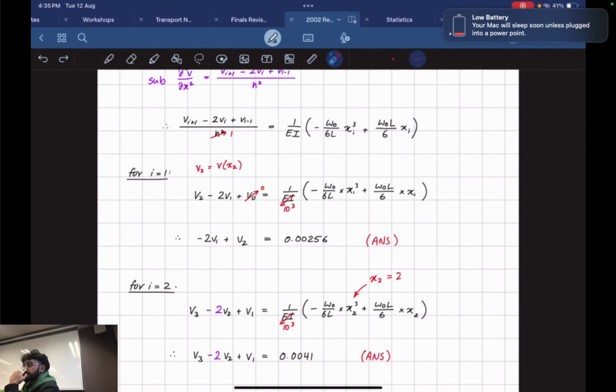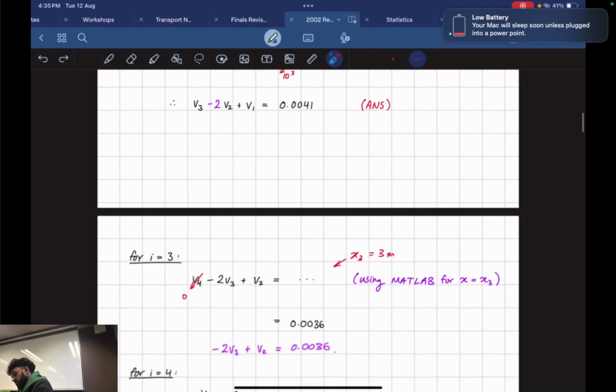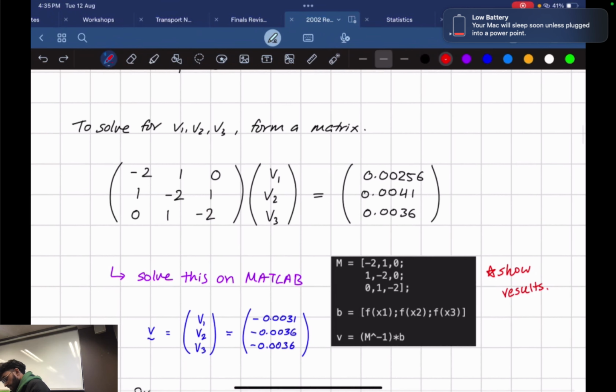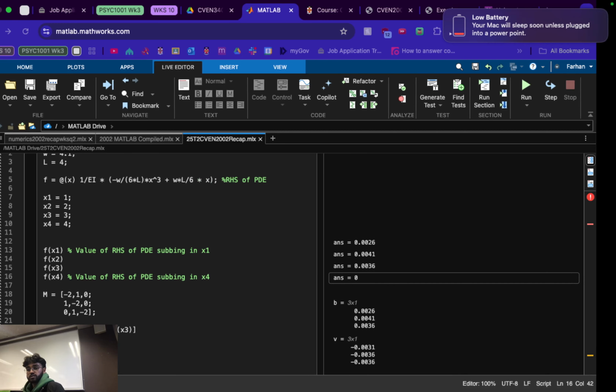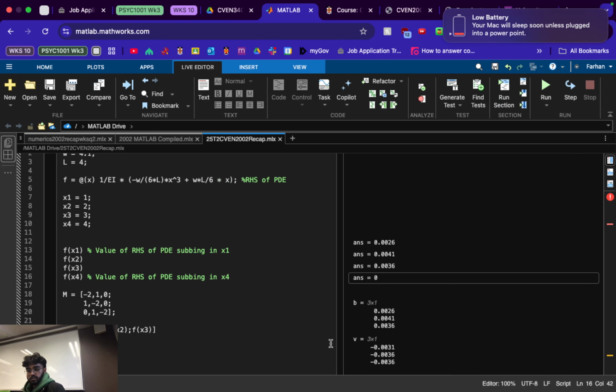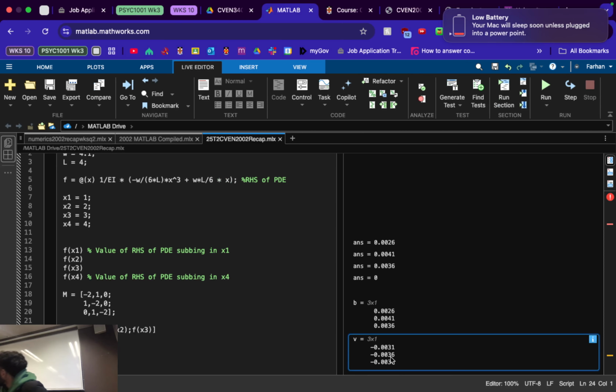So we're just using MATLAB. Yeah, we're going to use MATLAB. I'm going to say that this over here is the matrix M. This is the vector B, and I'm going to solve for V here. If I scroll over, the values at the bottom are going to be the values for our deflections.